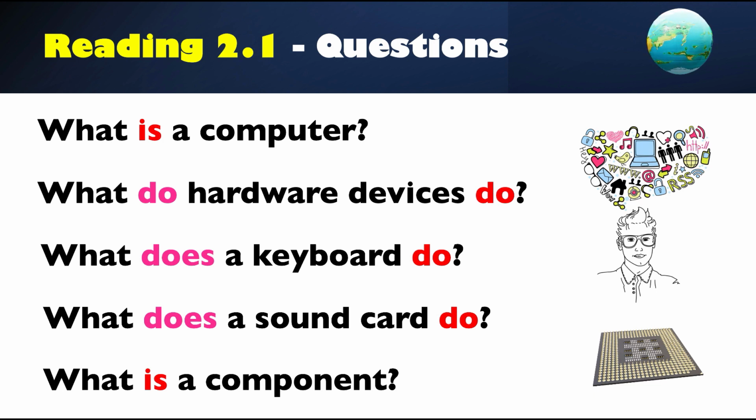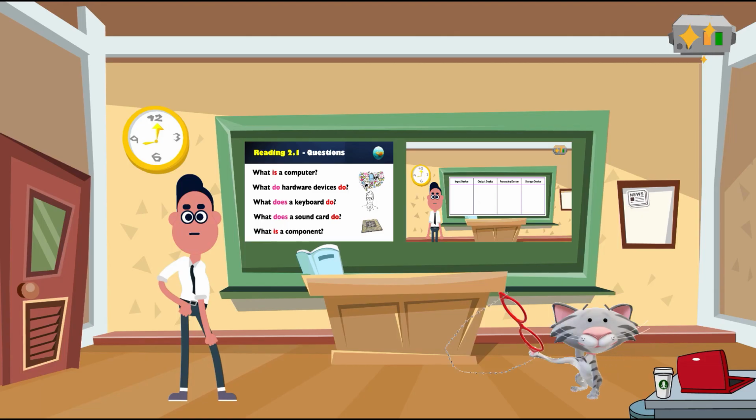A keyboard is an inputting device. Okay, good. And what does a sound card do? A sound card is a component that handles both inputting and outputting audio data. Good. And what is a component? A component is a part of a device such as a sound card or memory card or graphic card. Very good. And we're going to continue to go into that in more detail. As I say, this is quite a comprehensive chapter compared with our previous chapters.